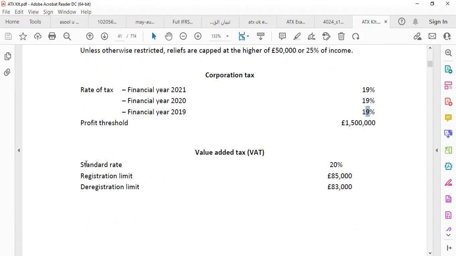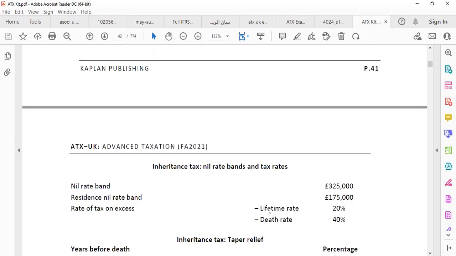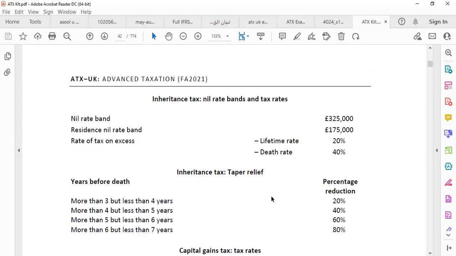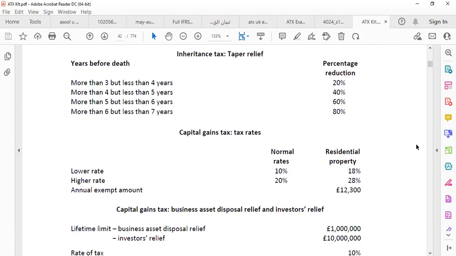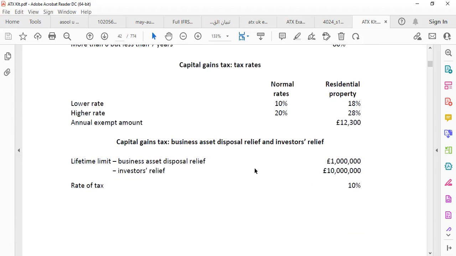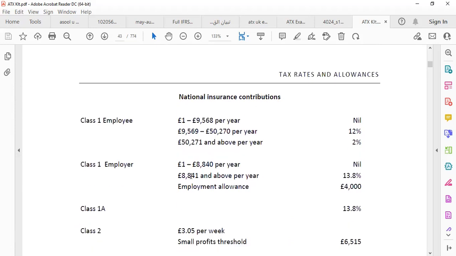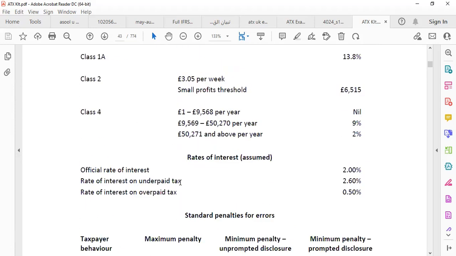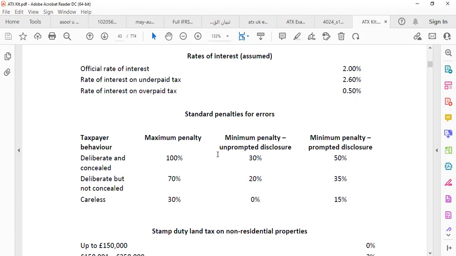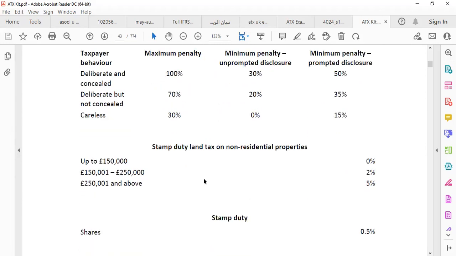Similarly, we have value-added tax. Standard value-added tax is 20%. And we have a registration limit because VAT is not compulsory for every business. There are thresholds given, so we have to identify when a company is eligible for value-added tax. Similarly, for inheritance tax, we have been given the rates. Capital gains tax rates are given. Some reliefs are also given. There is also national insurance contribution. A huge list is given. Similarly, the penalties and official rate of interest, stamp duty, and land tax.